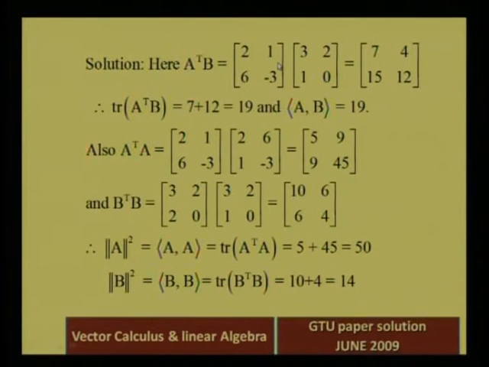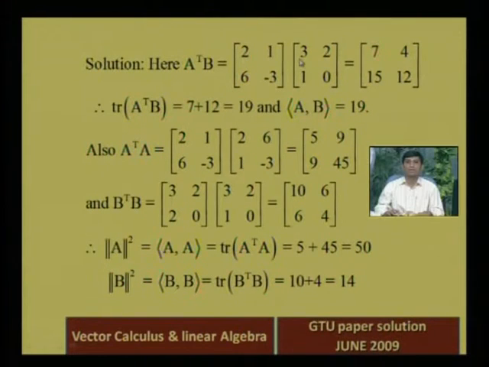Just pick up the first row of the matrix and multiply with each column. So you get 2 into 3 is 6 plus 1 into 1 is 1, so that is 7. 2 into 2 is 4 plus 1 into 0 is 0, so 4. 6 into 3 is 18 minus 3 into 1, so 18 minus 3 is 15, and 6 into 2 is 12 minus 3 into 0, that is 12. Okay, so 7 4 15 12.